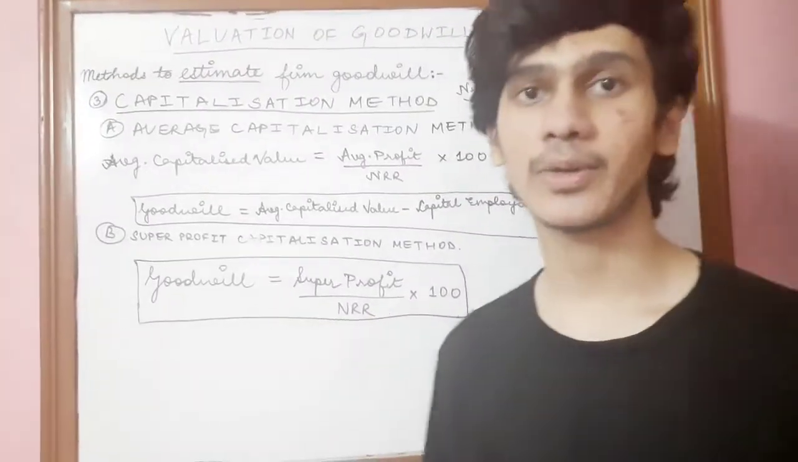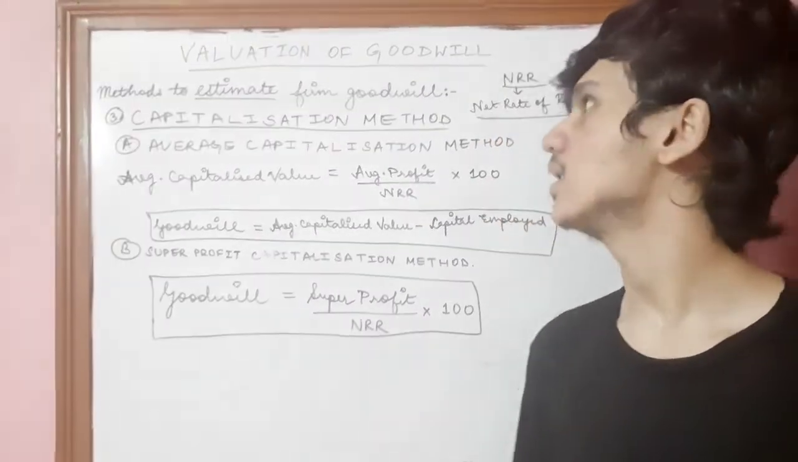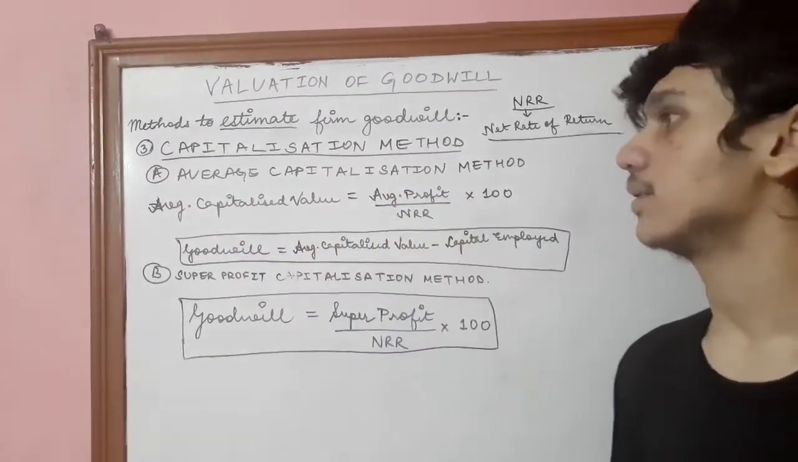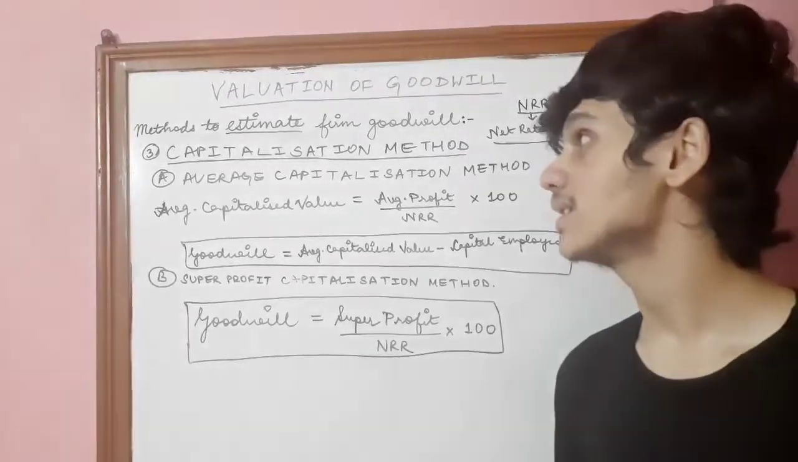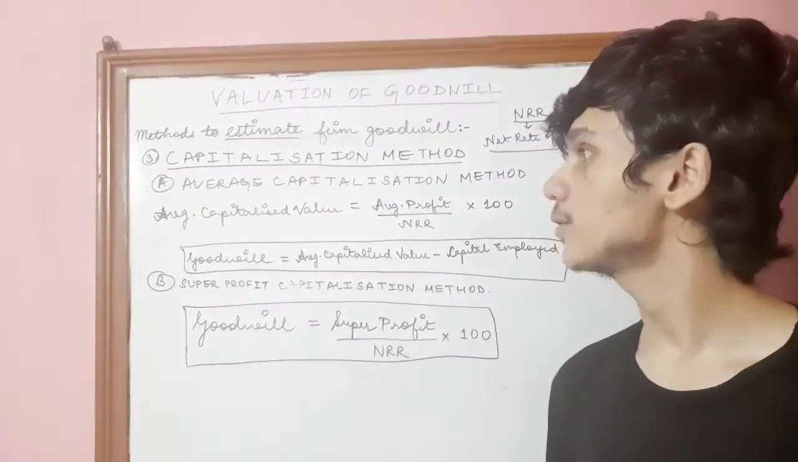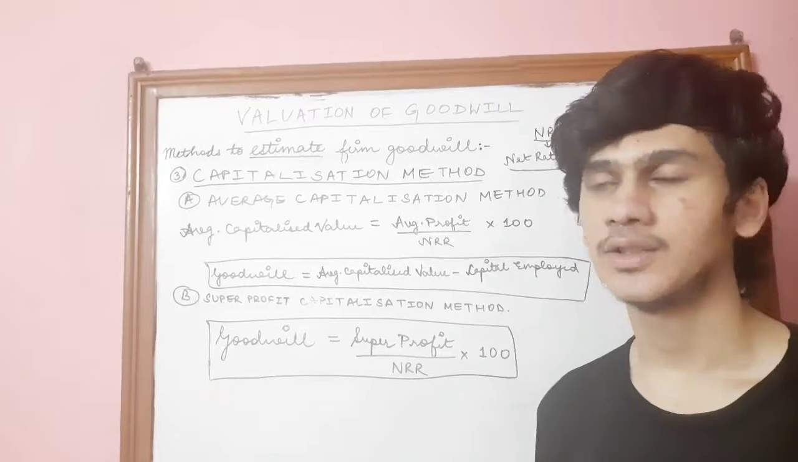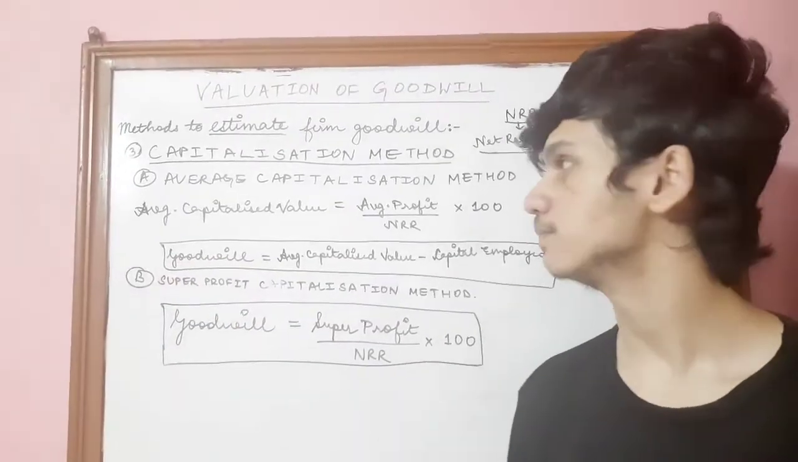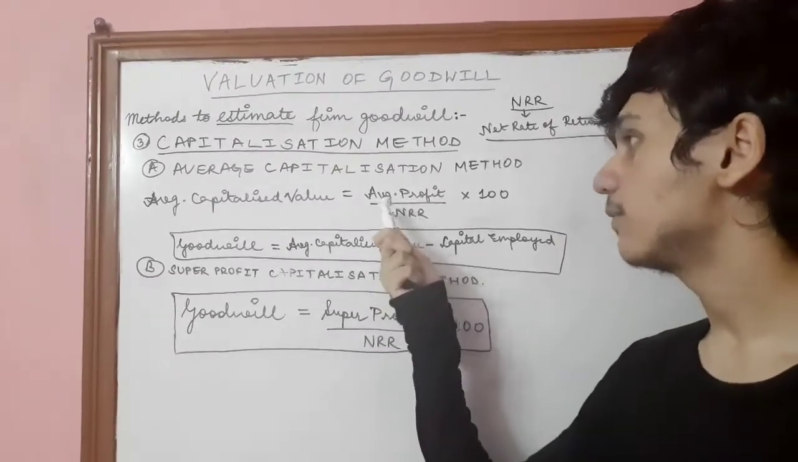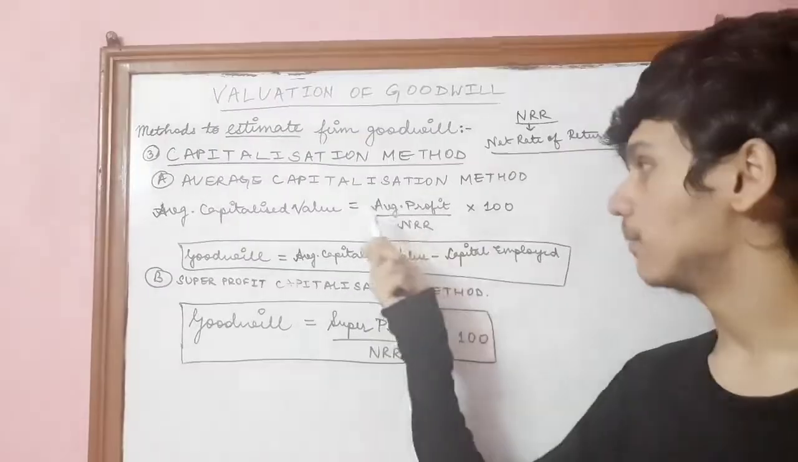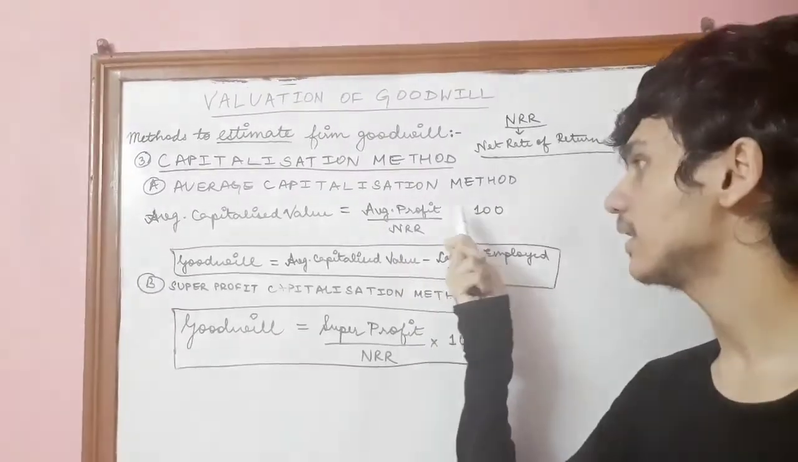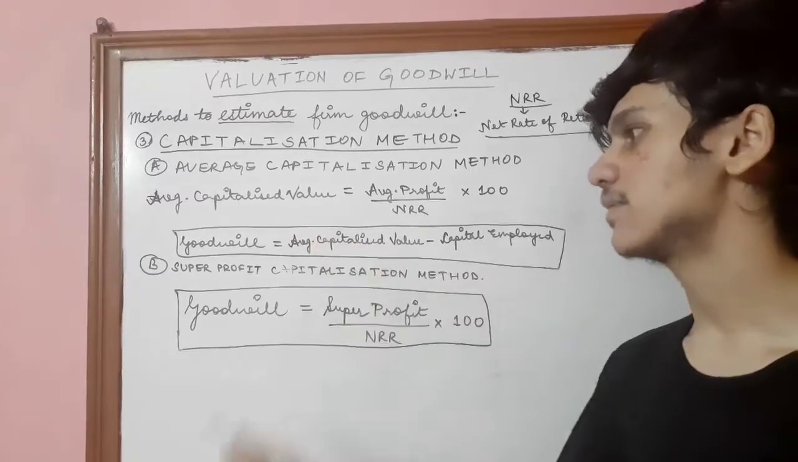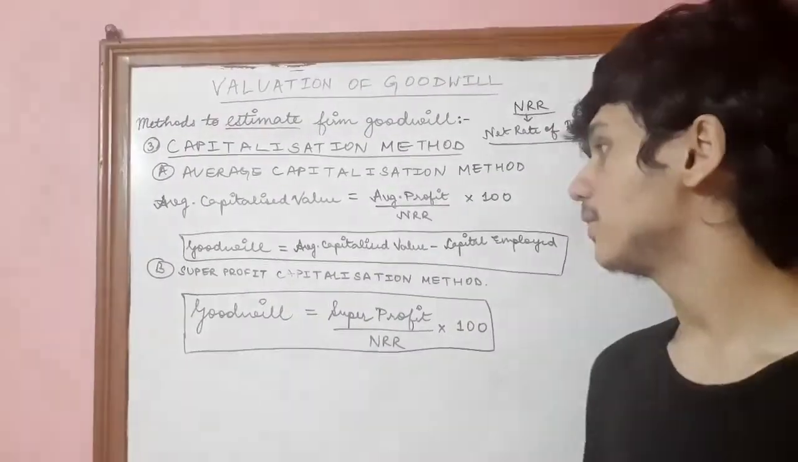The third method to estimate the value of firm goodwill is capitalization method. There are two methods under capitalization method. The first one is average capitalization method. To use this method, first of all, we need to have the value of average capitalized value, for which we have to divide average profit by net rate of return and multiply the result by 100, which will give us the average capitalized value.